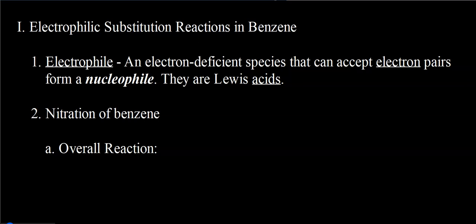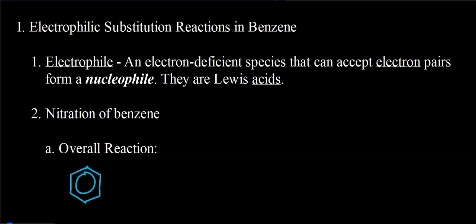So again, just to review the term electrophile. An electrophile is an electron deficient species that can accept electron pairs from a nucleophile. And because of that, these are Lewis acids. So the example that you need to know involves the nitration of benzene. So we're substituting a nitro functional group onto the benzene ring. So let's take a look at the overall equation for the reaction, and then we'll look at the mechanism.